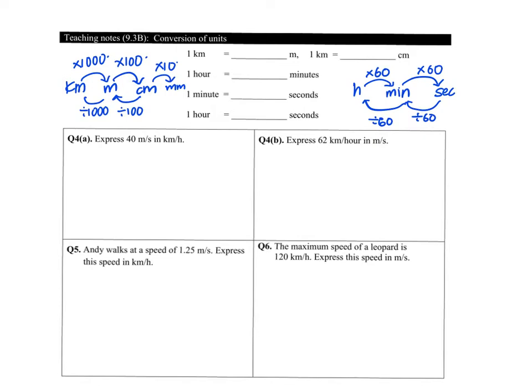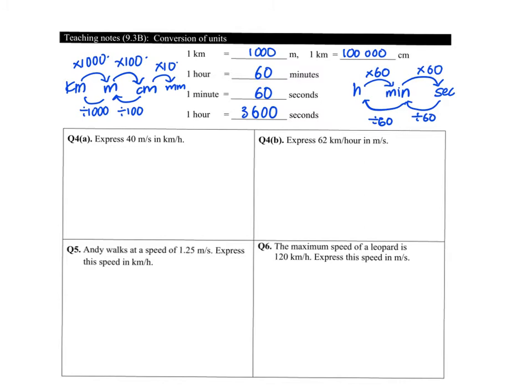1 kilometer is 1,000 meters. And then 1 kilometer is 100,000 cm. Okay, for an hour, 1 hour is 60 minutes. 1 minute has 60 seconds. So 1 hour has 3,600 seconds.